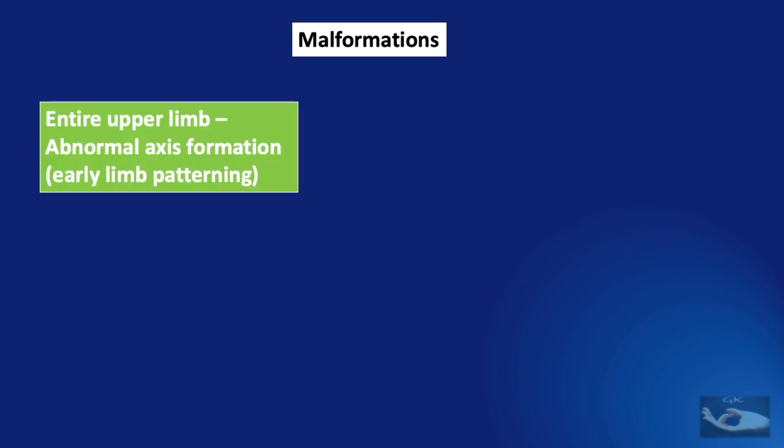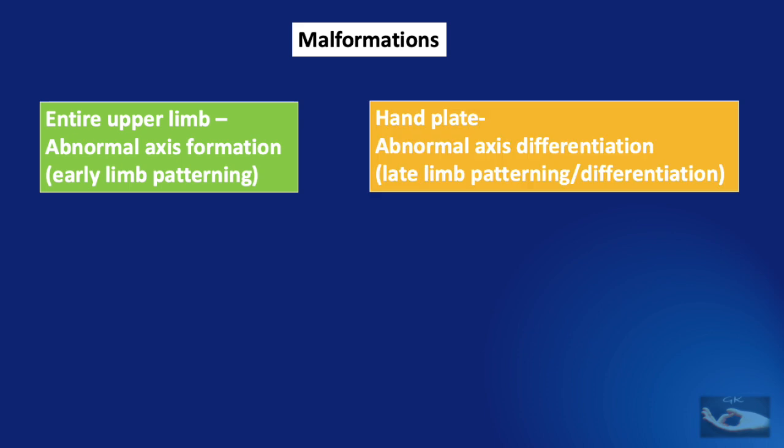Let us first consider the malformations. These malformations can be classified according to whether they involve the entire upper limb, and this occurs due to abnormal axis formation in the early limb patterning period, or the malformations could involve only the hand plate. So here it is abnormal axis differentiation and it occurs during late limb patterning or differentiation.